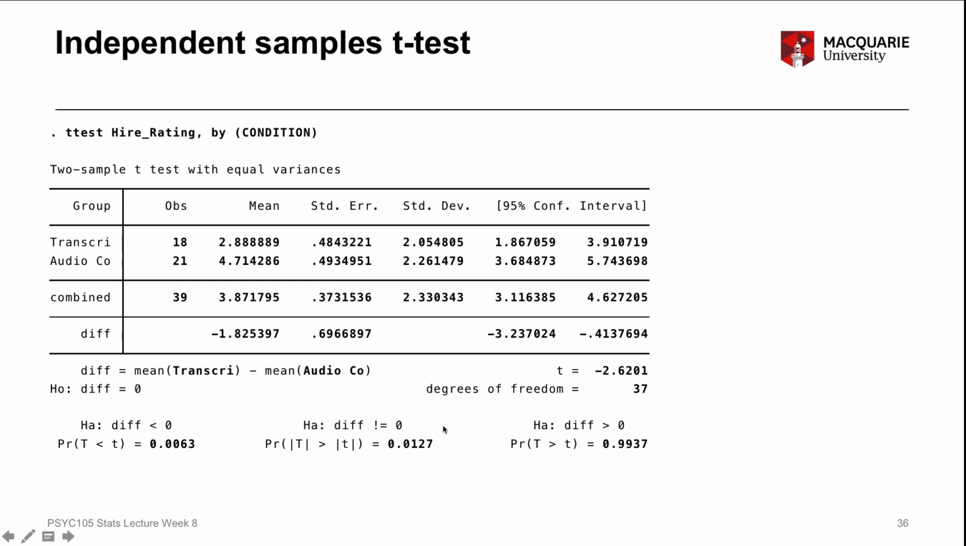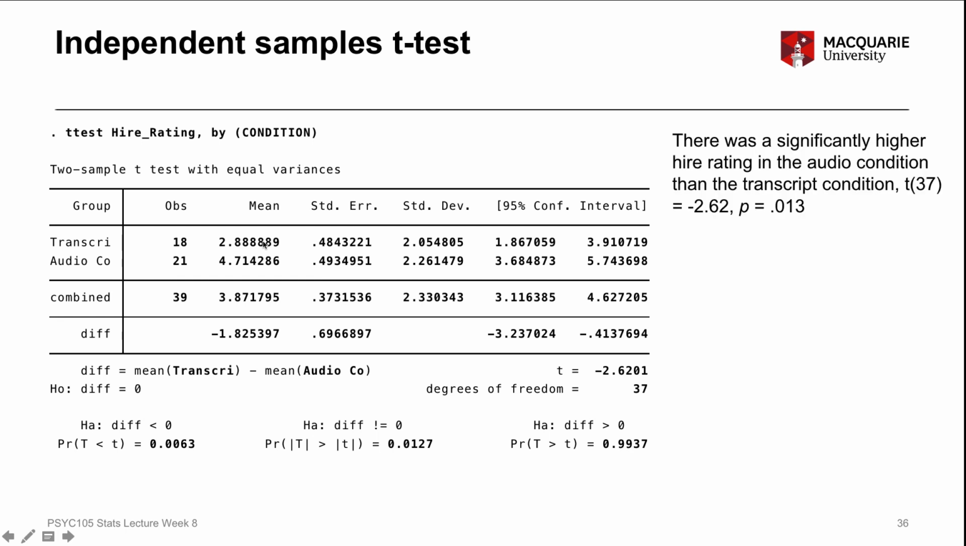So because that p-value is less than 0.05, that means we have a significant result, which means we have a significant difference between the 2 groups. And looking at the 2 means, we can see that the mean is significantly higher in the audio condition group compared to the transcript group. So that means that people were more likely to be hired if their skills were read out auditorially compared to their skills being read in a written way as a transcript.